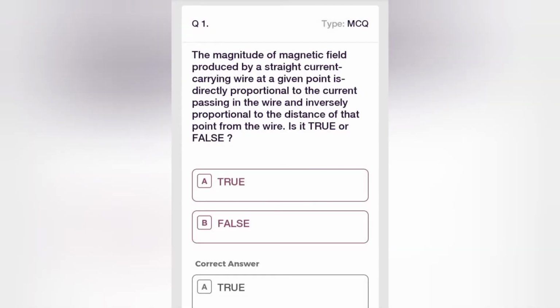Let's begin with the first question. The magnitude of magnetic field produced by a straight current carrying wire at a given point is directly proportional to current passing in the wire and inversely proportional to distance of the point from the wire. Whether it is true or false, we need to find.